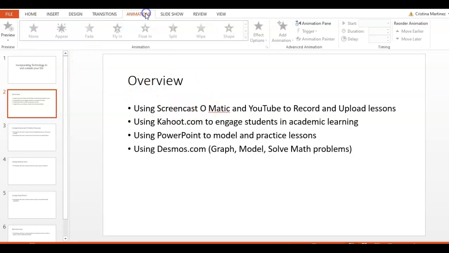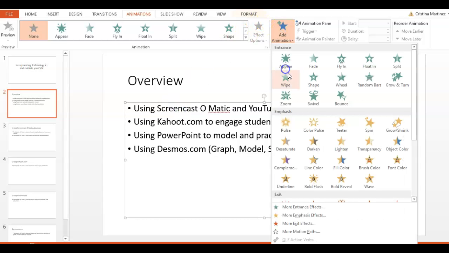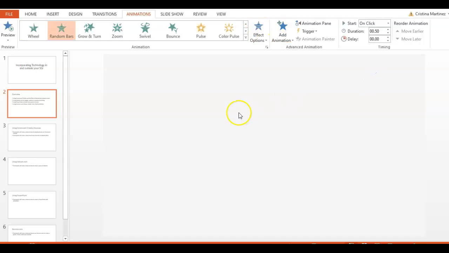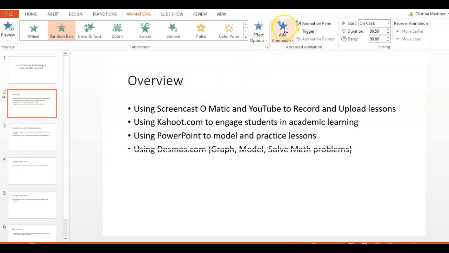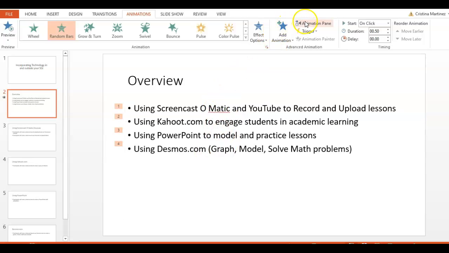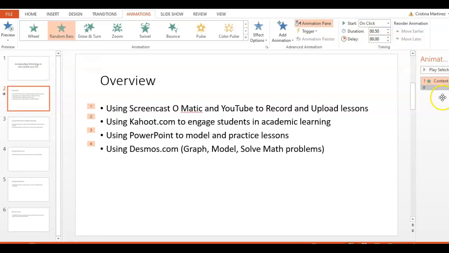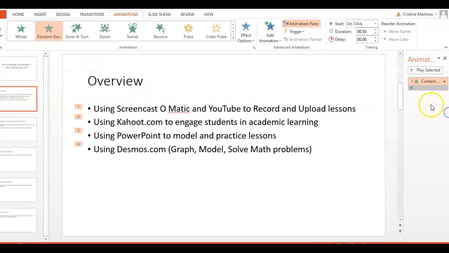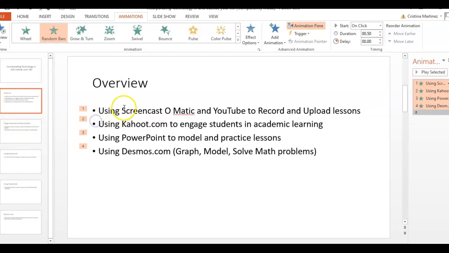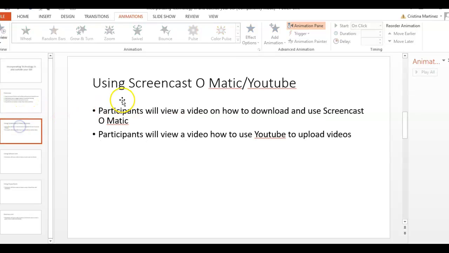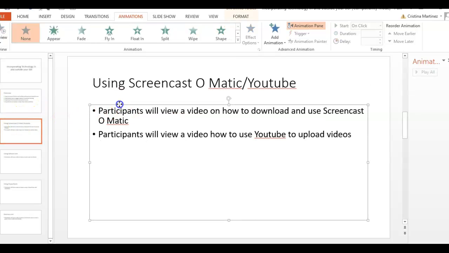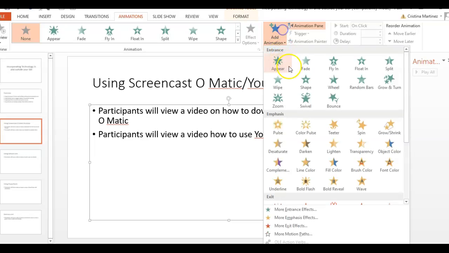A lot of people are used to the animation, so they know they can click on something and add an animation, like let's say random bars. And they can preview what that'll look like. I can also go and open up the animation bar, and you can see, okay, for my content, that's the order it's going to go in. I can do that with words, as you can see here, so that way you can click through.